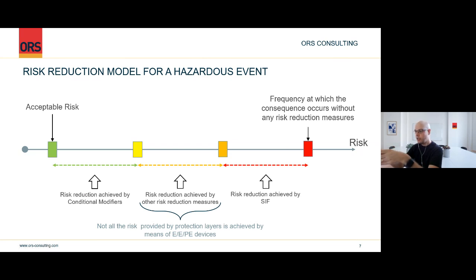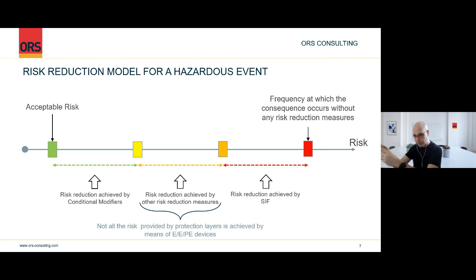Then you have to define which of these protection layers have electric, electronic, or programmable electronic components, and which ones don't. The ones that don't are out of the scope of IEC 61511 and IEC 61508, right? So we will assign a risk reduction to them, but more based on industry standards, rules of thumb, or data from the process industry.